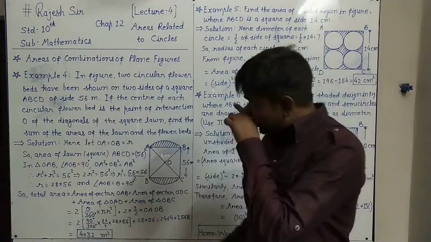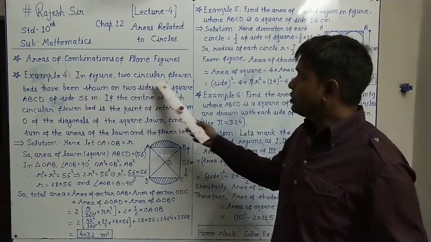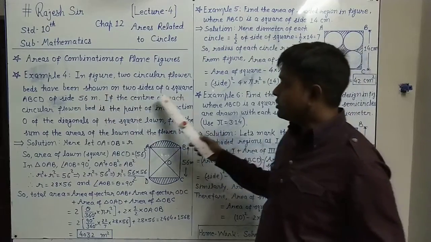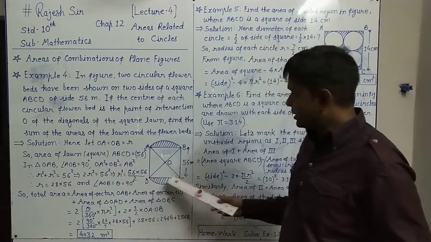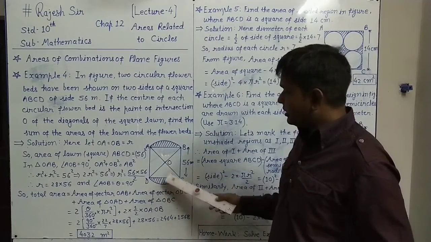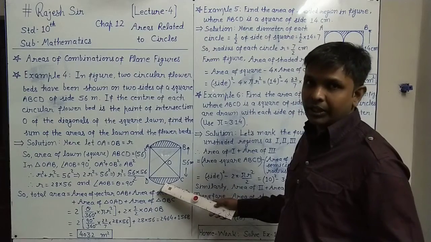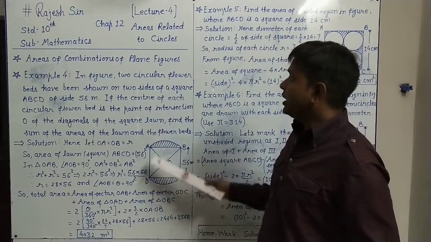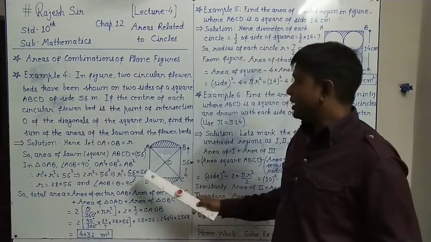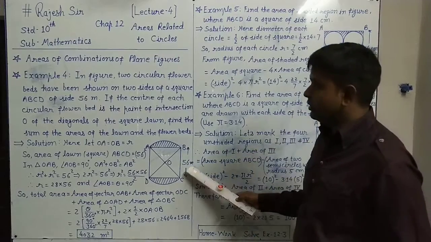So example 4 is in the figure given. Two circular flower beds have been shown on two sides of the square ABCD. The square ABCD is given, and on two sides AB and CD, the circular flower bed is given by a shaded area. The side of the square ABCD is 56 meters, as shown on the figure.